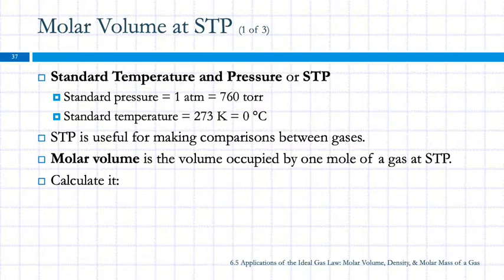So we want to find the volume of 1 mole of gas at STP. Starting with the ideal gas law, I'm trying to calculate volume, so I'm going to rearrange this. I'm going to divide both sides by P. I'm going to end up with the volume is equal to n times R times T over P. So the volume of 1 mole. How many moles of gas do I have? 1.